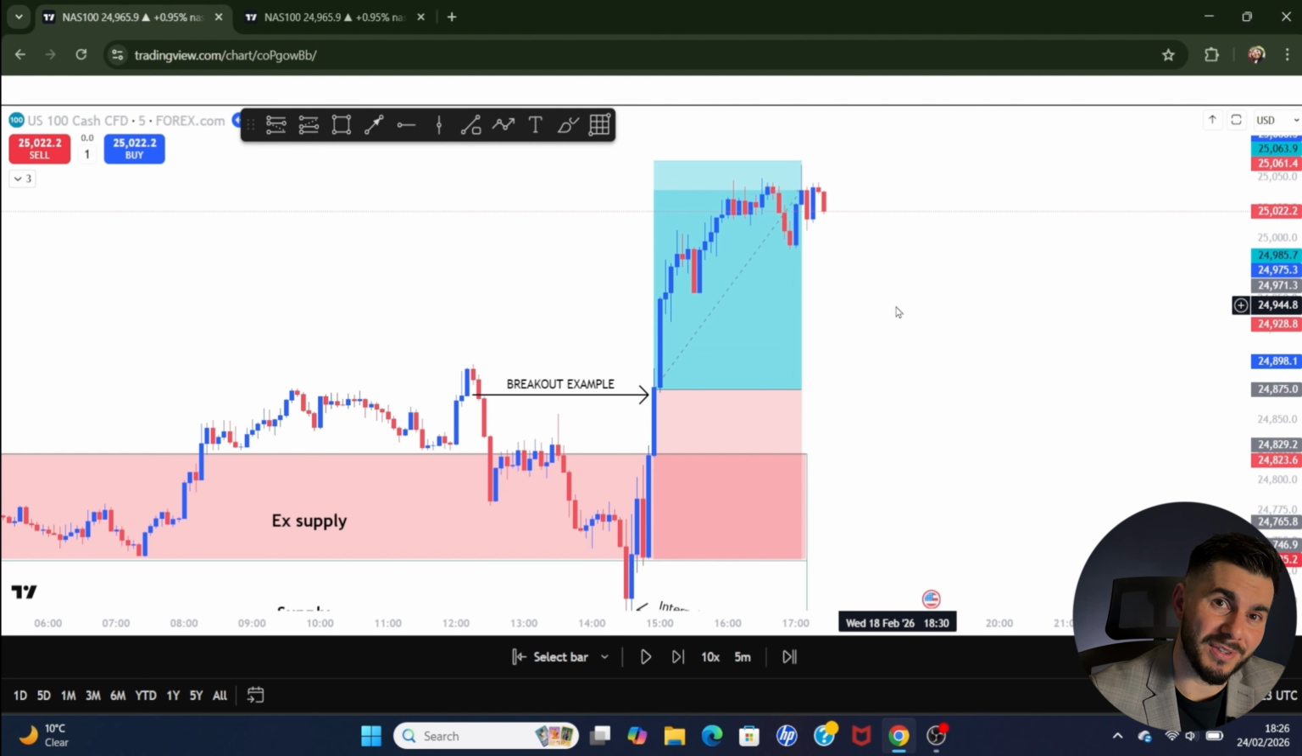But if you noted the risk to reward on the other trades, they are far higher and far greater. So breakouts are a risky way to trade and I don't recommend them.